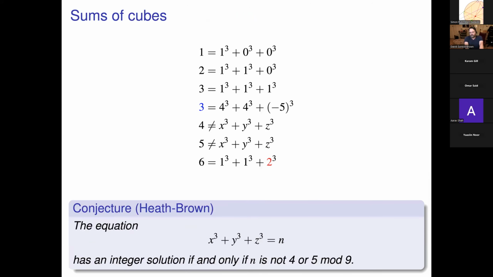And here's one more. Recently in the news, my colleague Drew Sutherland and Andrew Booker solved the following problem. So an ancient problem, you can ask, when is an integer a sum of cubes? So 1, 2, 3, these are sums of cubes. 3 is actually a sum of integer cubes in 2 different ways. 4 and 5 are not. Actually, okay, 9 is a power of 3. If you look mod 9, then there's a condition mod 9 for this to have a solution, and that condition fails mod 4 or 5.